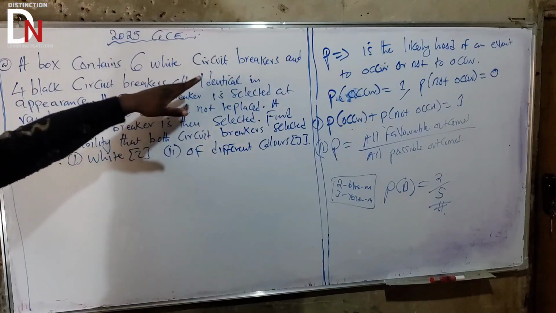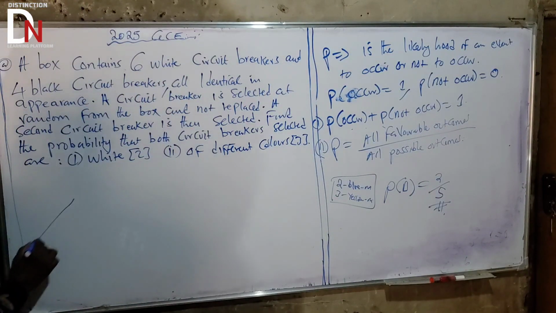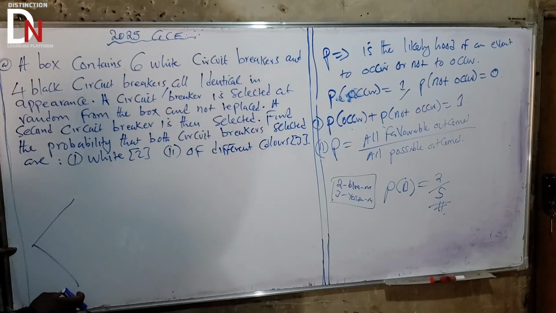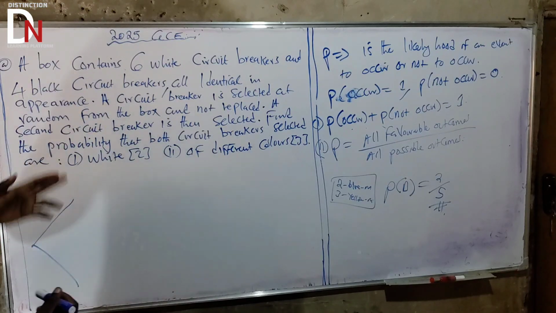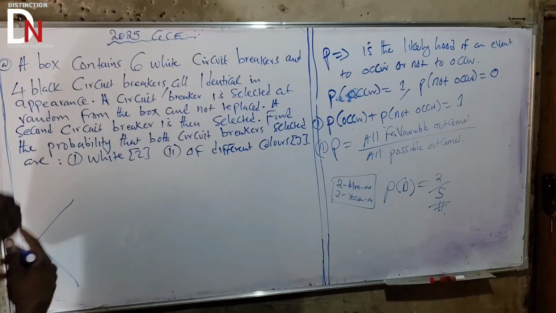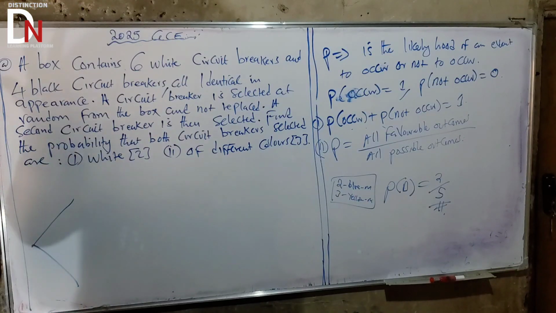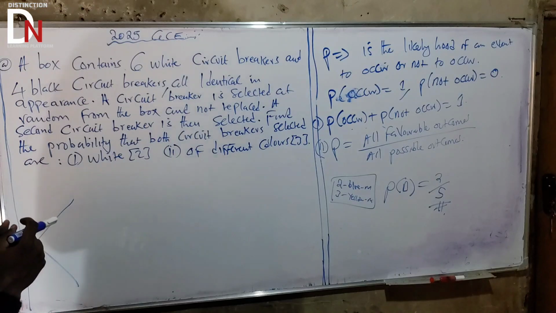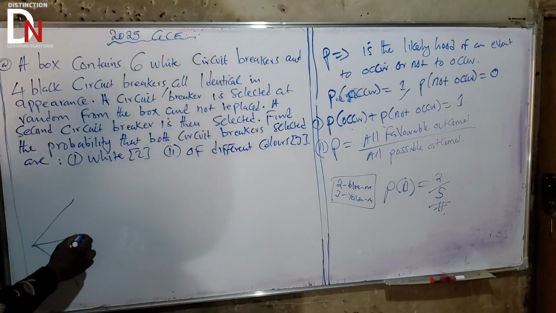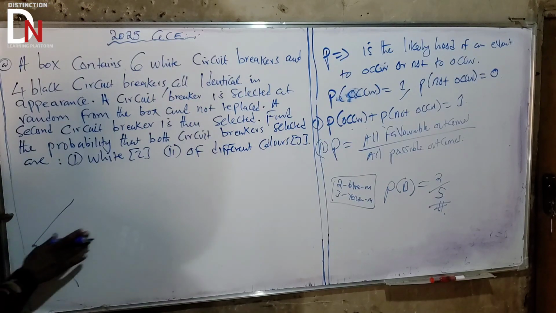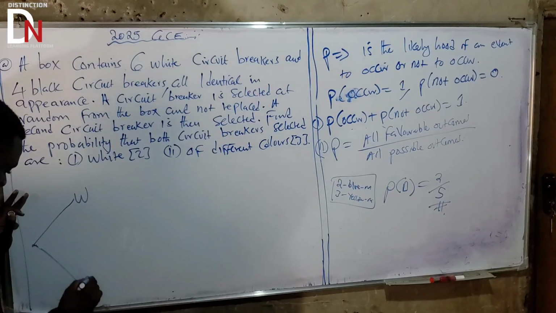So the question has 6 white circuit breakers and 4 black circuit breakers. So in terms of the branches, how many will there be? 2. If, say, suppose I had maybe another, say maybe 2 yellow circuit breakers, I would have had 3 branches, but in this case it's just 2. Why 2? Because I just have white and black.